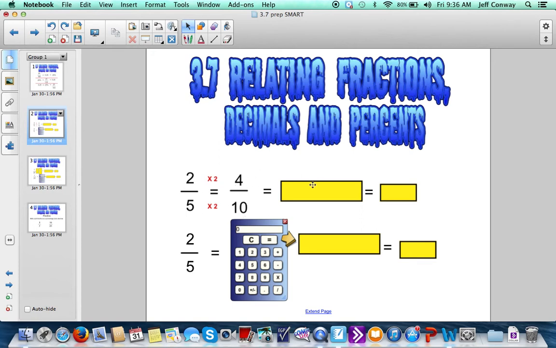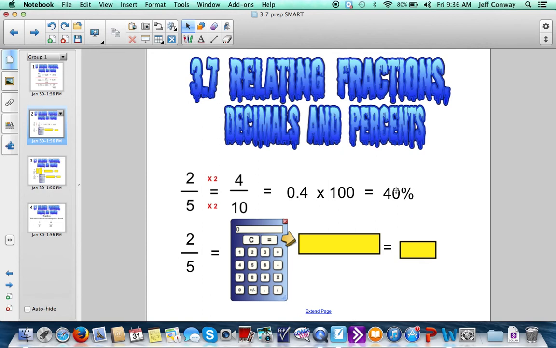And 4 tenths, again, written as a decimal, is written as 0.4. And to change that 4 tenths into a percentage, we multiply by 100. Well, 4 tenths times 100 is 40%. So you'll see that 2/5 became 4 tenths, and then that 4 tenths multiplied by 100 equaled 40%. So your fraction was 2/5, which is 0.4, which is 40%.